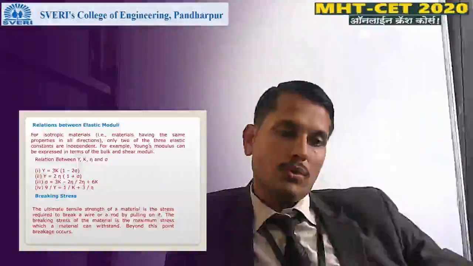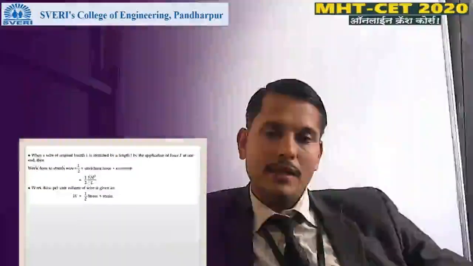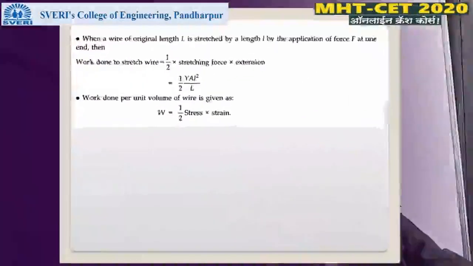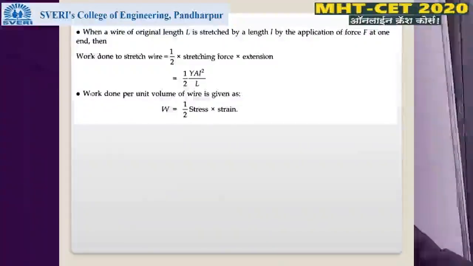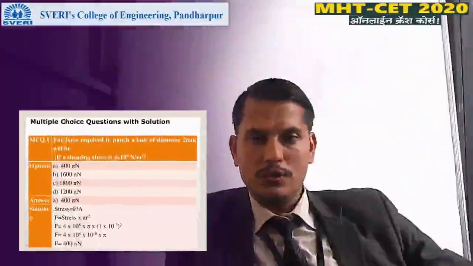Okay, so we have added this term also. Related to breaking stress, some equations are there. So this work done per unit volume of a wire is given as we have directly written these terms. There are different steps, so we are using those terms in the MCQ also.